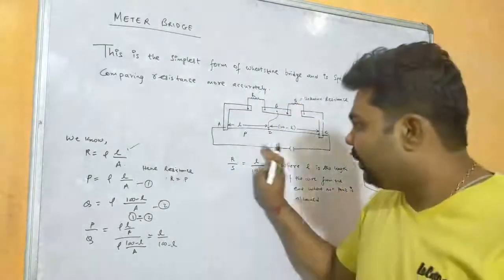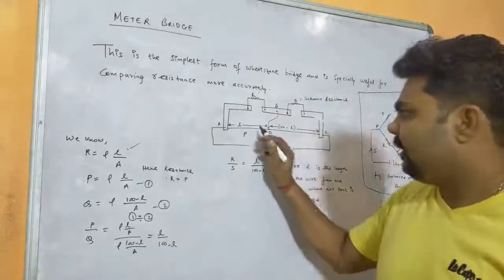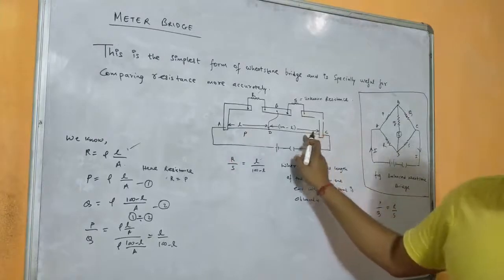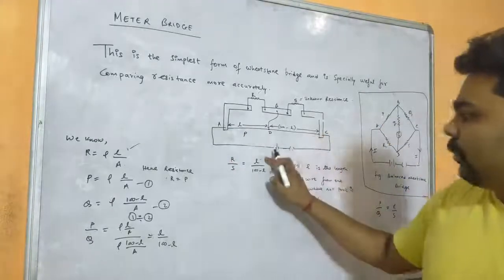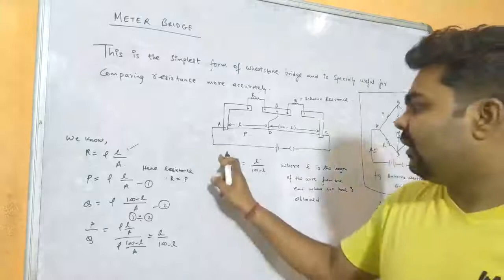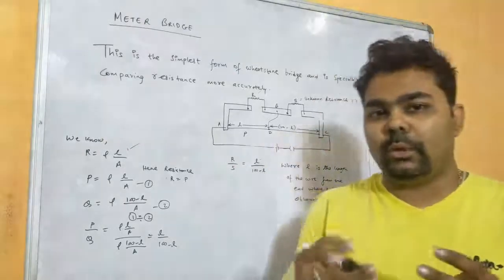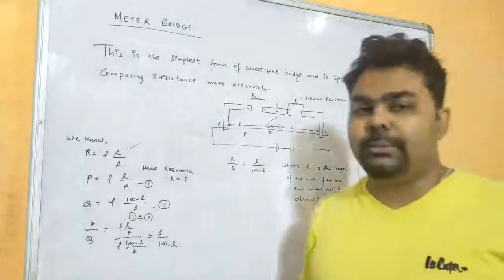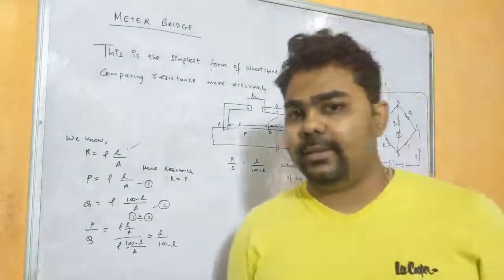So we know L. If it is at 45, then definitely the other will be at 55, because 100 minus 45 is 55. So L will be known here, and the resistance R is known, which we will change while calculating S. After cross multiplication we can get the value of S easily, right?